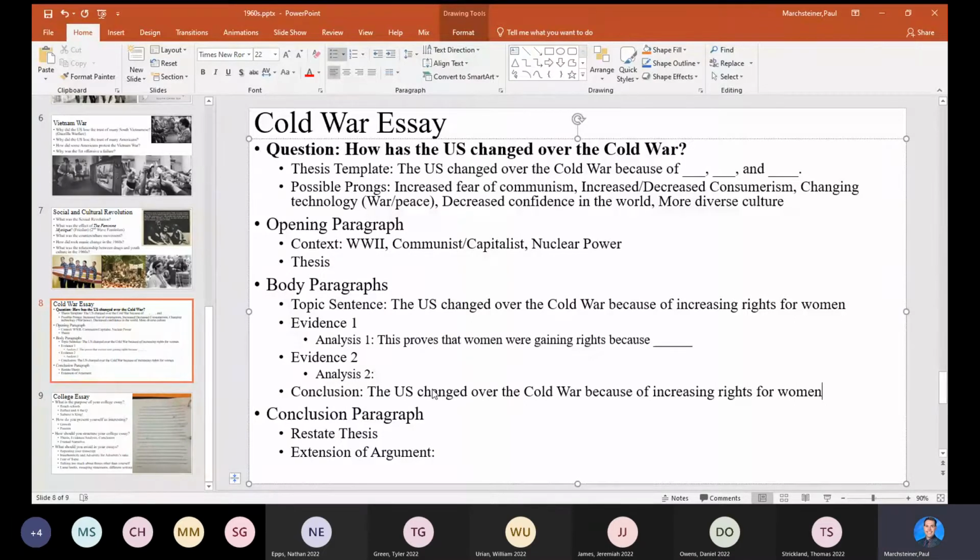And then lastly, you have a conclusion paragraph. Conclusion paragraph, we want to do 2 things. Number 1, restate your thesis. And number 2, extend your argument. There are 2 ways I recommend you do this second point.